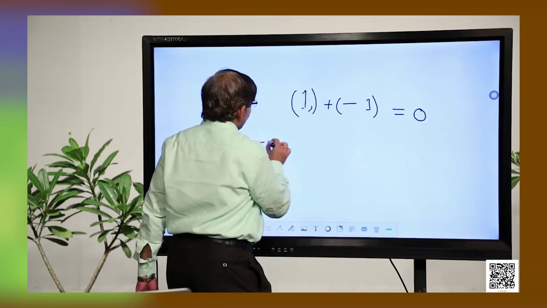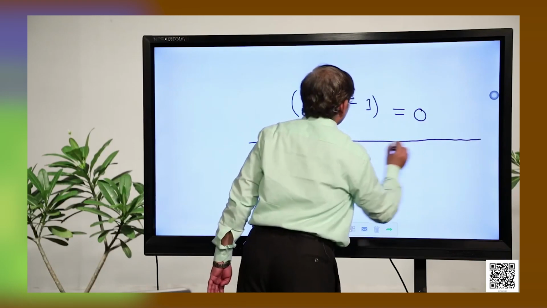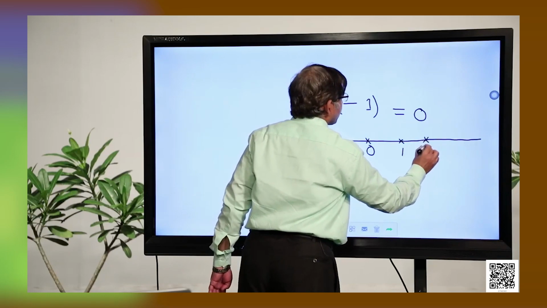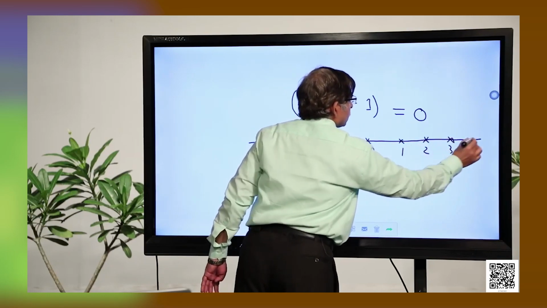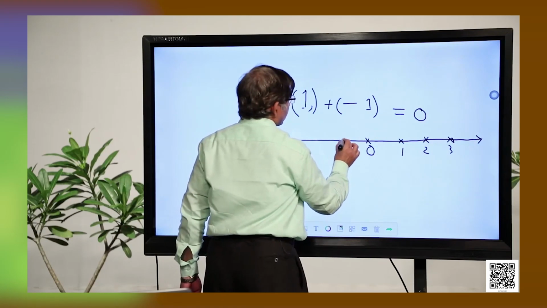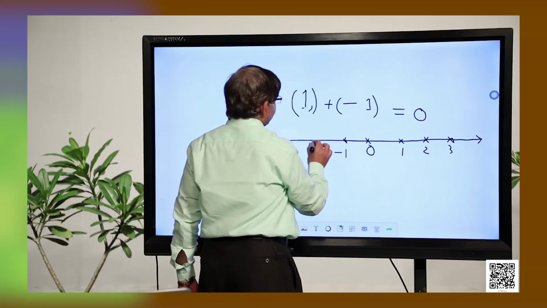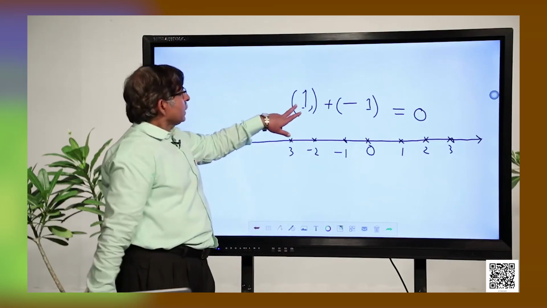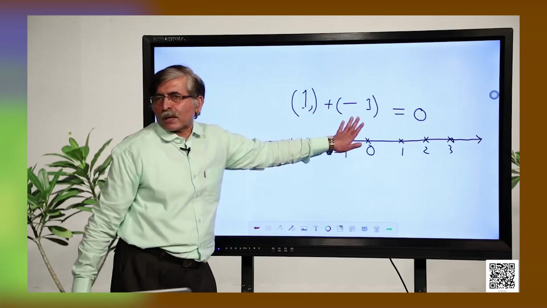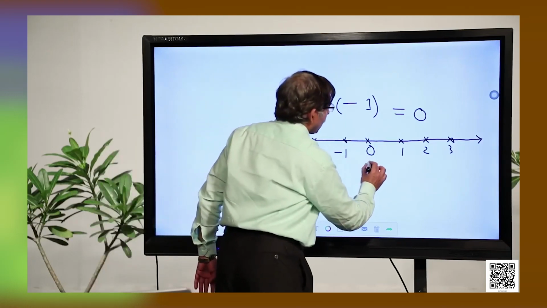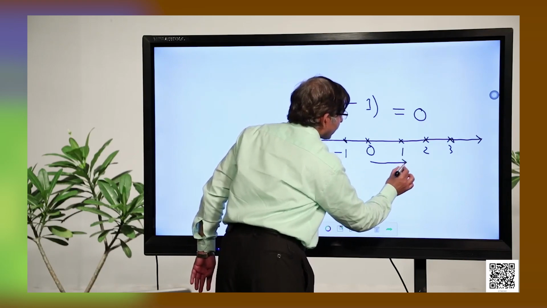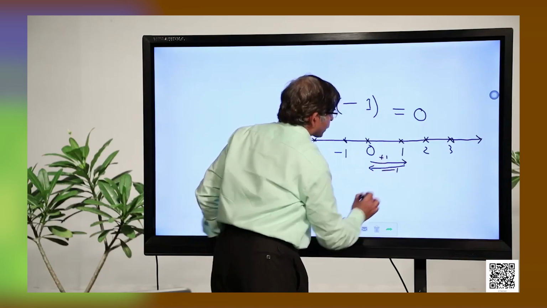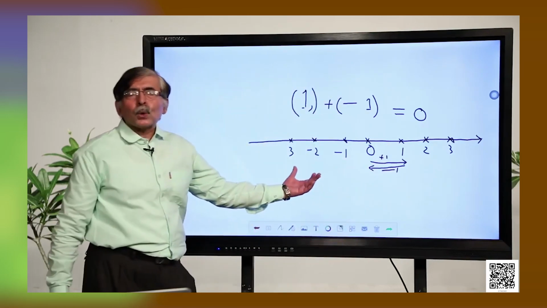So, suppose this is our number line, this is our 0 and this is our 1, this is our 2, this is our 3, and similarly we can consider this is our minus 1, this is minus 2, this is minus 3. So, we have taken the sum of 1 and minus 1. This side is our plus 1, we have gone this side, then again we have come to the other side, which is our minus 1. So, if we add, we will get 0.